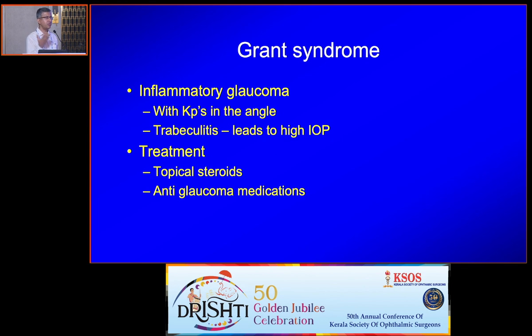There is a sort of overlap with Posner-Schlossman and Grant, but the difference is that in Grant syndrome, you will actually see KPs on the endothelium, on the angle. You may not see very much other inflammation, but you will see these KPs. And treatment is very similar to what you do with Posner-Schlossman because you treat them with topical steroids and anti-glaucoma medications, and they usually respond very well.